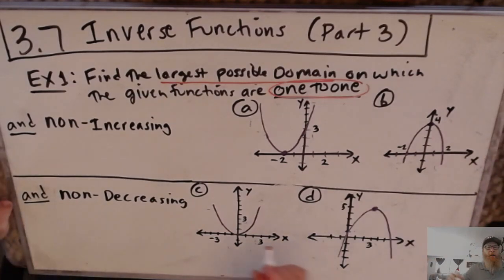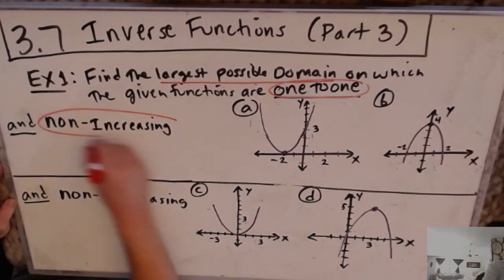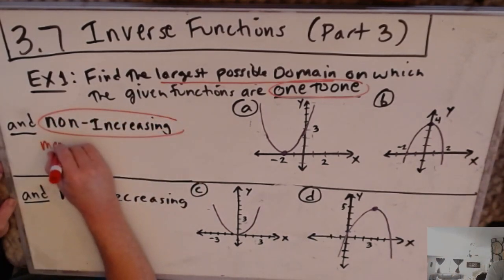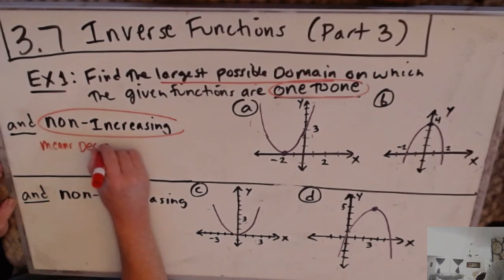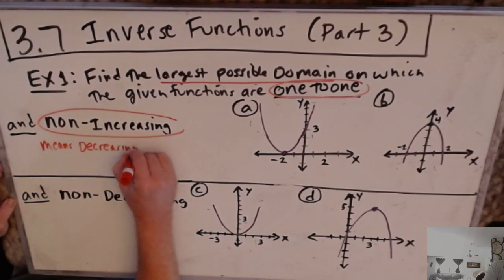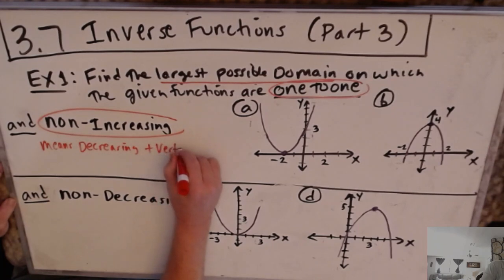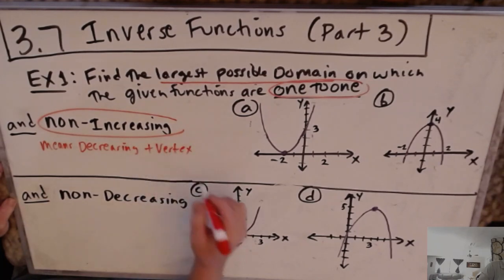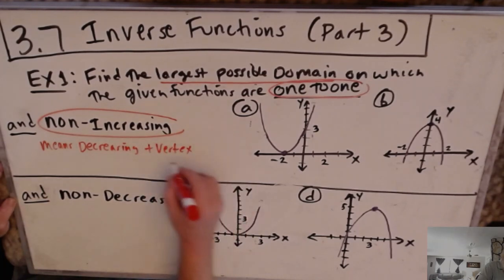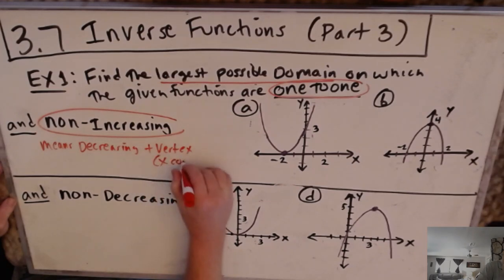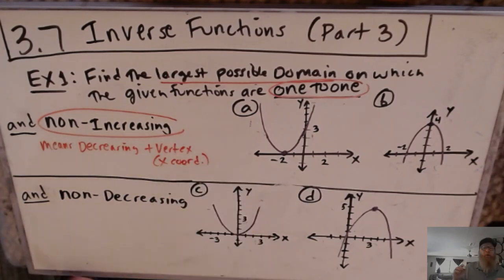So just a quick refresher. Non-increasing means decreasing plus the vertex. Yeah, we want the x-coordinate. Coord, C-O-O-R-D, is the abbreviation for coordinate.